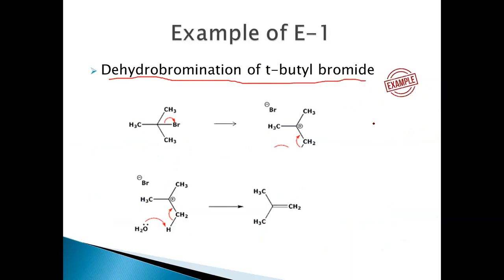So one more thing, this occurs more in tertiary alkyl halides, because the intermediate which is formed here is stabilized by these CH3 groups, which are electron releasing groups. So the intermediate which is formed here can be stabilized by these three methyl groups.